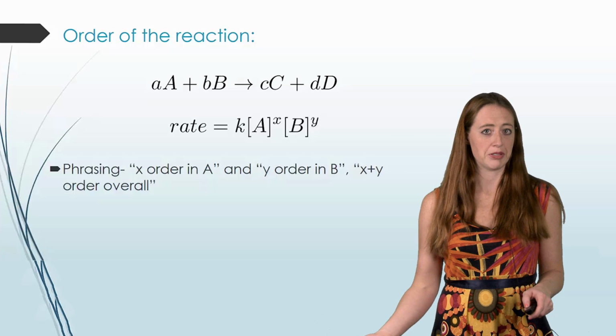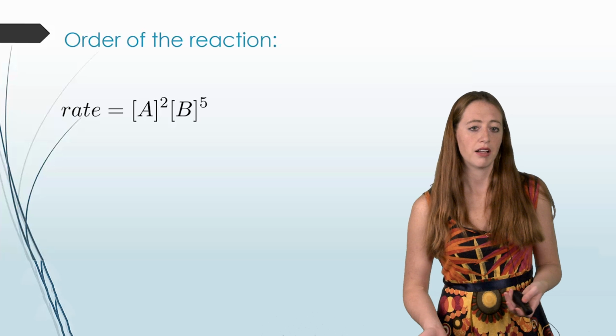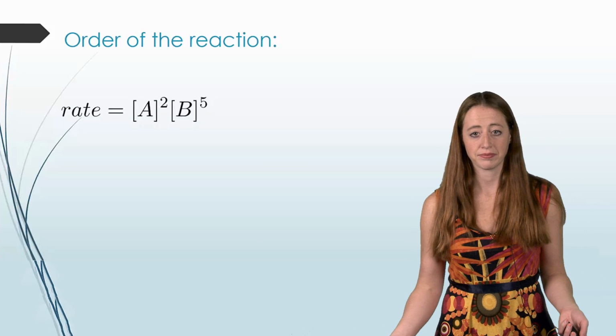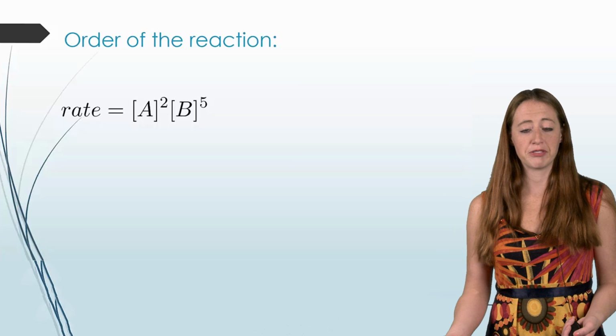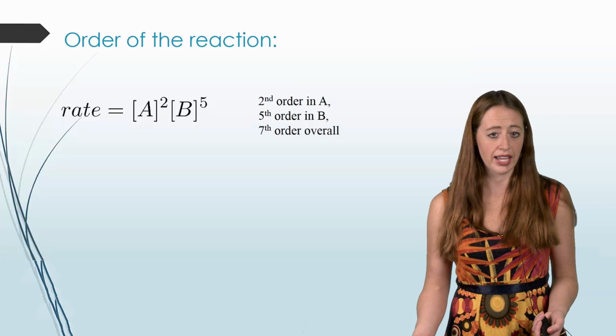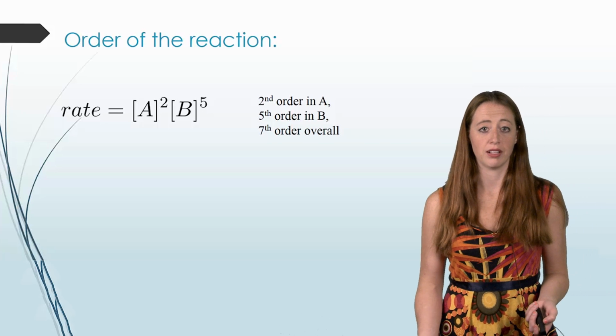Let's do a few examples here to make it a little bit more clear. Let's take a random rate law. We have A raised to the second power, B raised to the fifth power. The way that we would phrase this is that it is second order in A, fifth order in B, and seventh order overall.